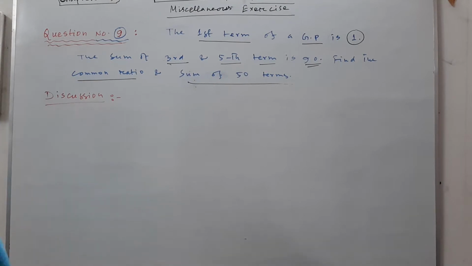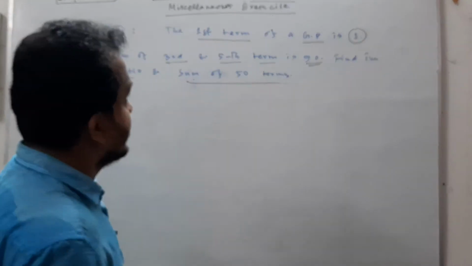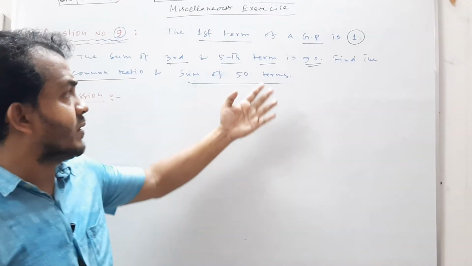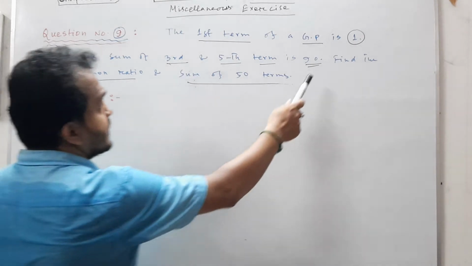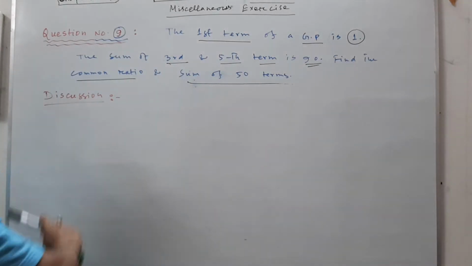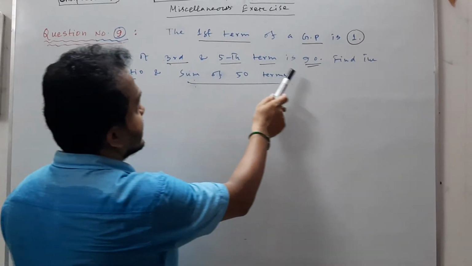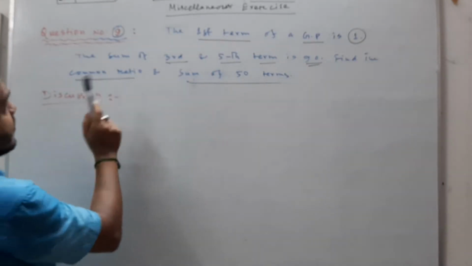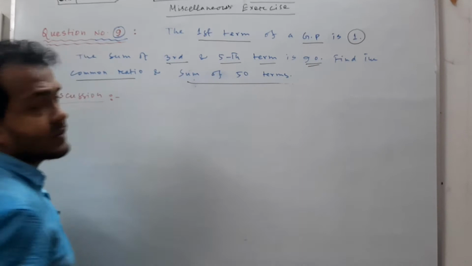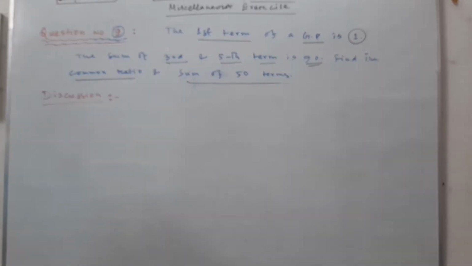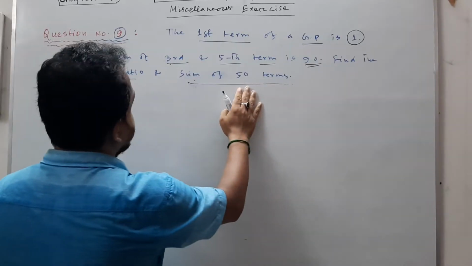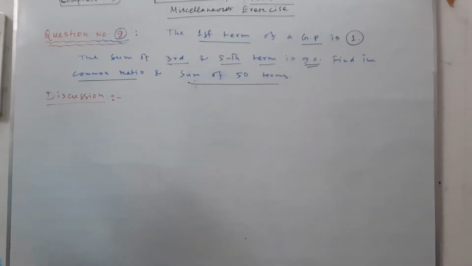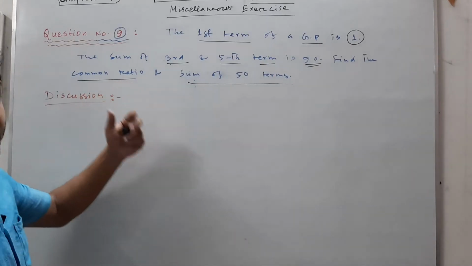Now question number 9. In this question, it is given that the first term of a certain GP series is equal to 1, and the sum of the third and fifth terms is equal to 90. Now we have to find the common ratio and the sum of 50 terms. The sum of 50 terms is an extra part, not given in the question. It is only given to find the common ratio here.